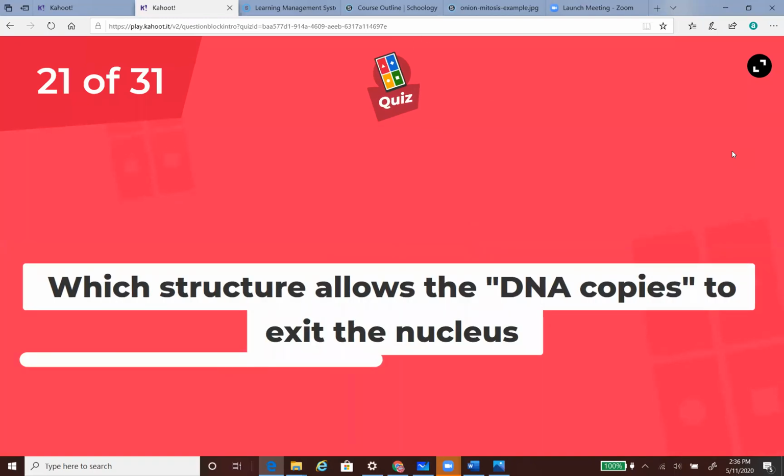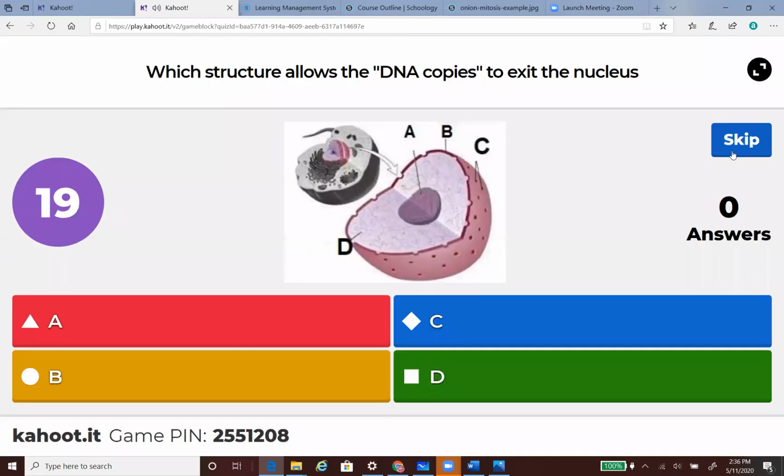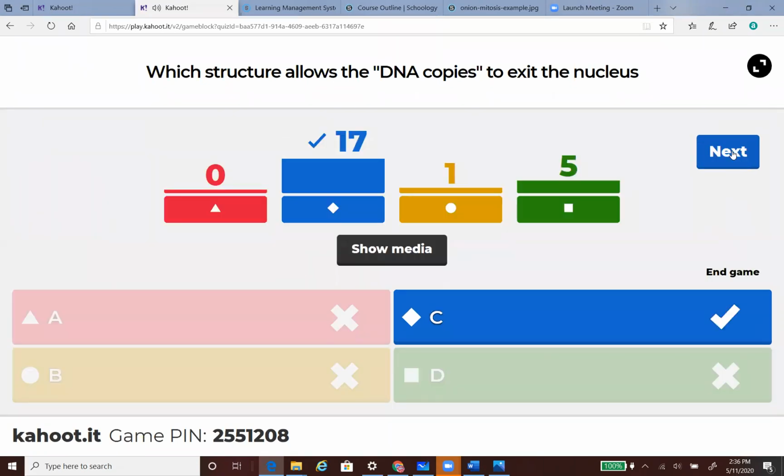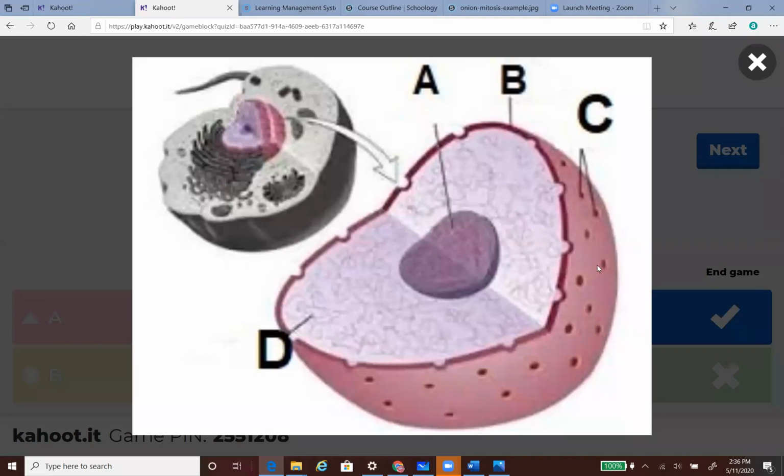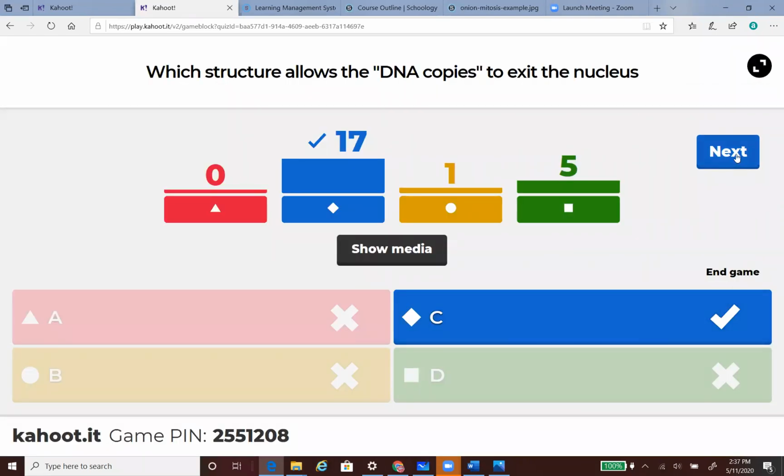Which structure allows the DNA copies, which are called RNA, to exit the nucleus? Remember, it was in that video, Inner Life of a Cell. It came out of little holes. Do you see the little holes? Very good. Excellent. The nuclear pores, right? Nuclear pores. Excellent. Okay. Next.